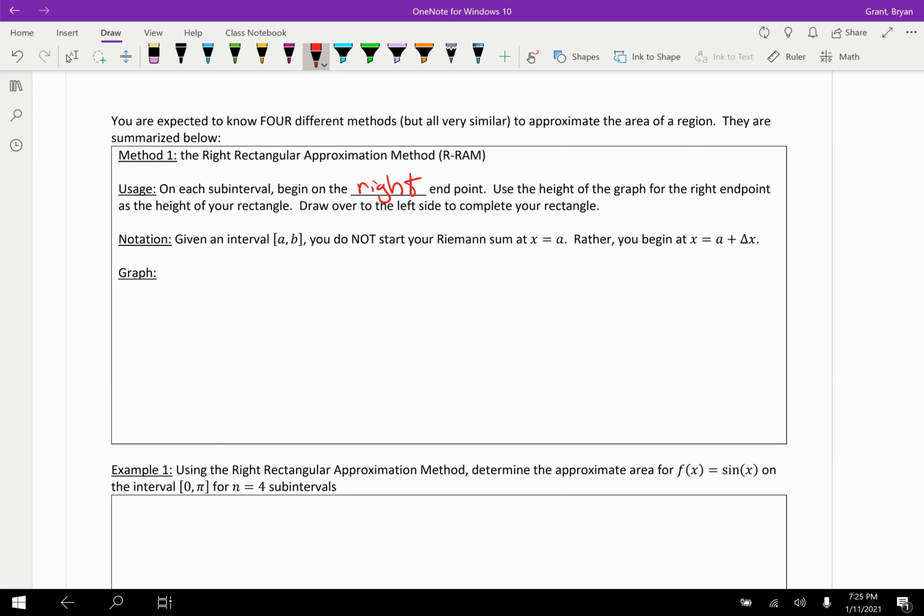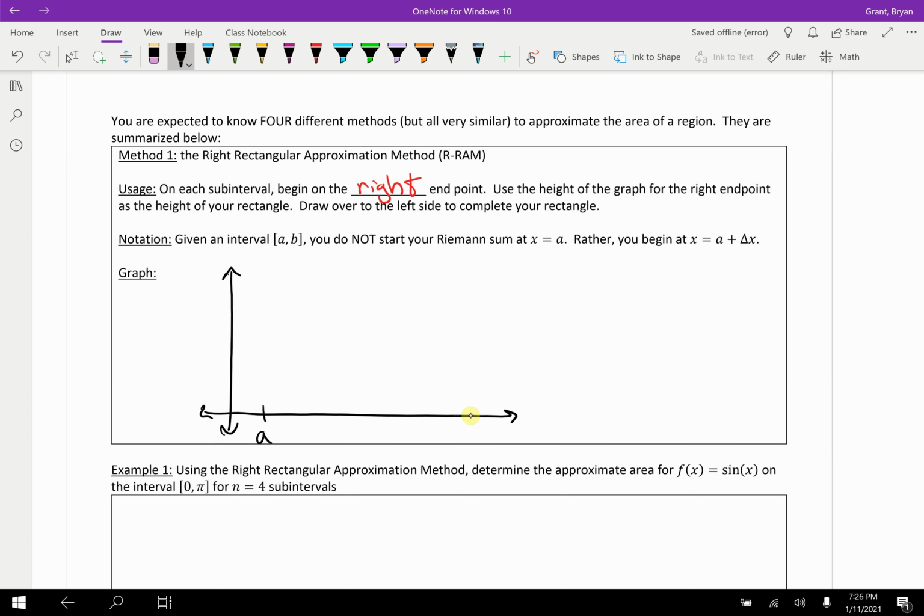You use the height of the graph for the right endpoint as the height of your rectangle. Once you've done that, you draw over to the left side to complete your rectangle, and that's it. Okay. So what does this look like? Well, we are going to have a very cute little graph over here. It's going to be generic. We'll do an example with numbers in just a second.